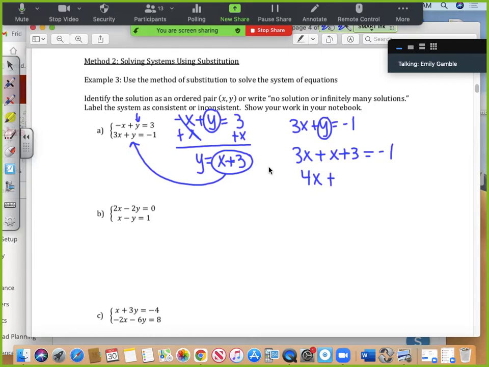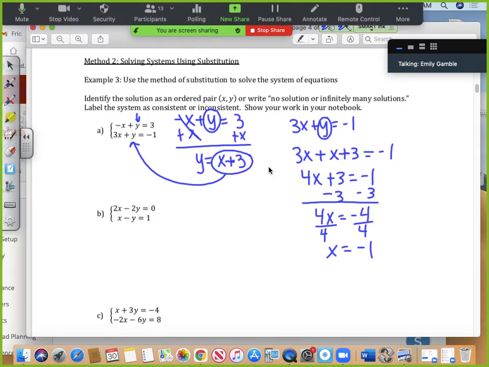3x plus x is 4x. So I'm just going to solve this, subtracting 3 from both sides. I get 4x equals negative 4. Dividing by 4, I'm just solving for x here. I get negative 1 as my answer. That means that for this system, negative 1 is what x is equal to.